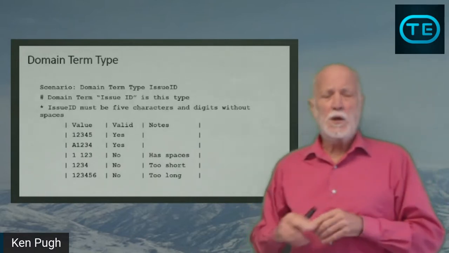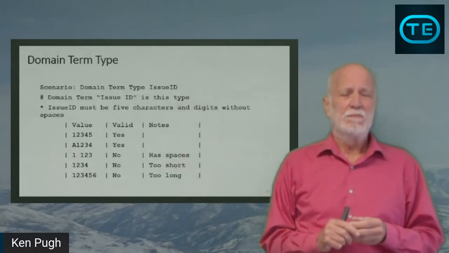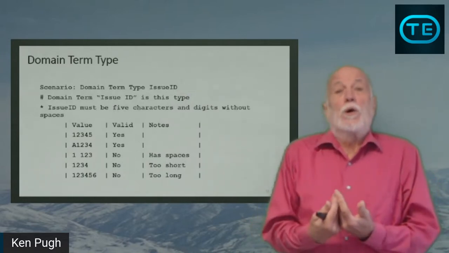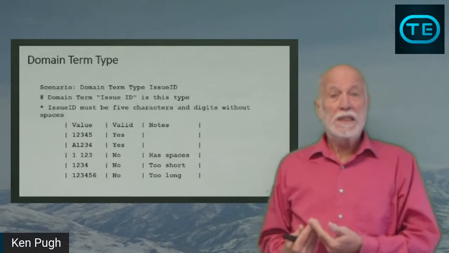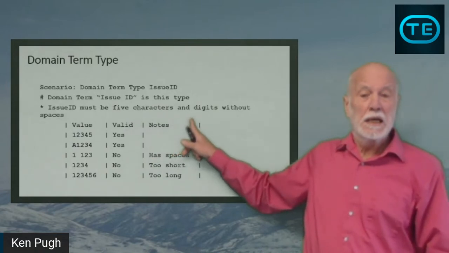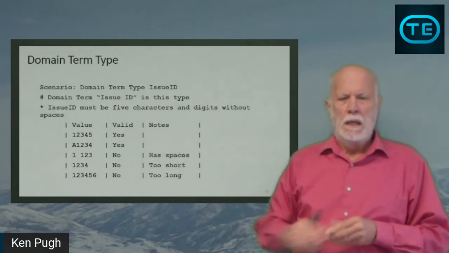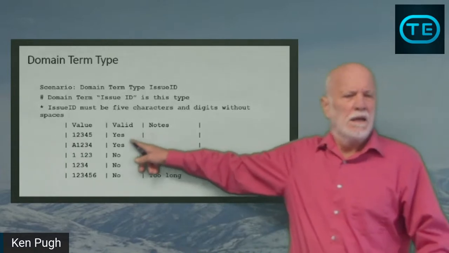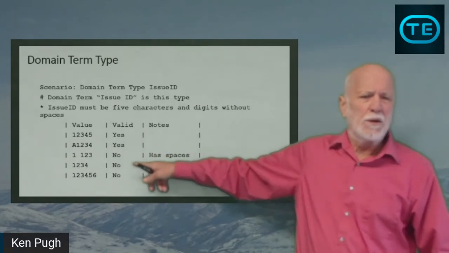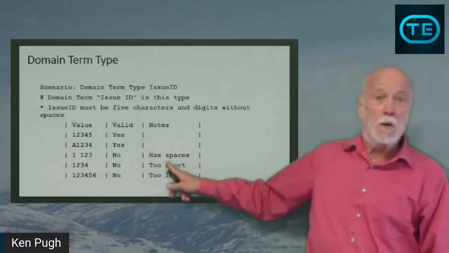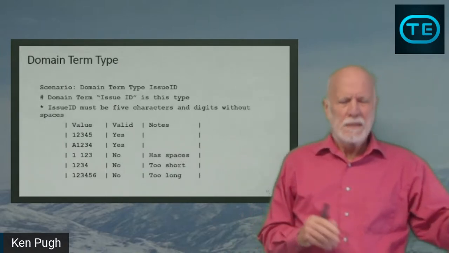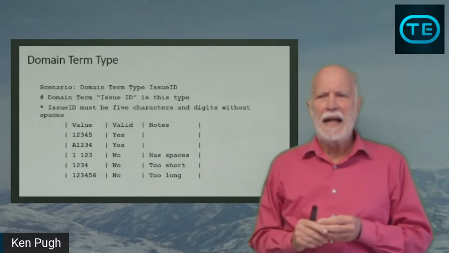And then, here's our domain term type, an issue ID. The issue ID, we decided, should have some sort of restrictions on how it can be formed. So an issue ID must be 5 characters or digits without any spaces. Value, yep, that's valid. A, 1, 2, 3, 4. Yeah, that's valid, but 1 space, 1, 2, 3, no. 1, 2, 3, 4, no. 1, 2, 3, 4, 5, 6, no. And we simply list all of what's examples of what's valid and invalid.